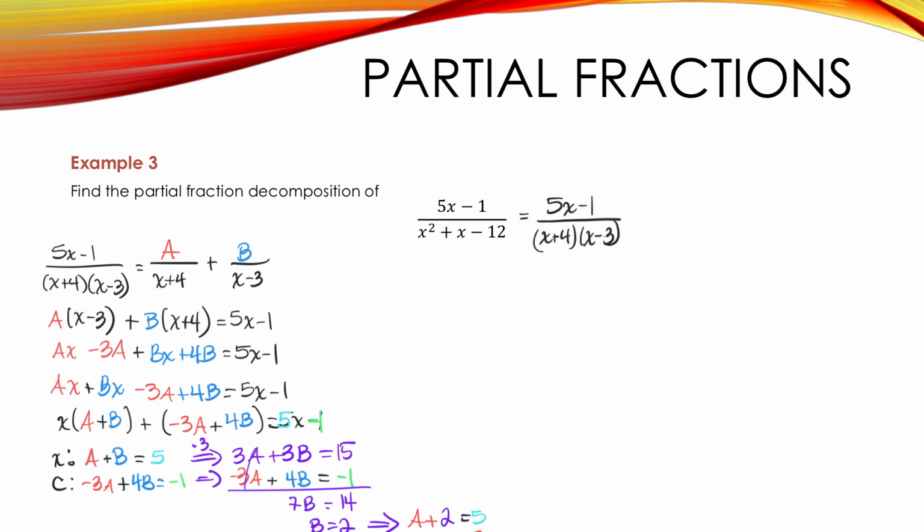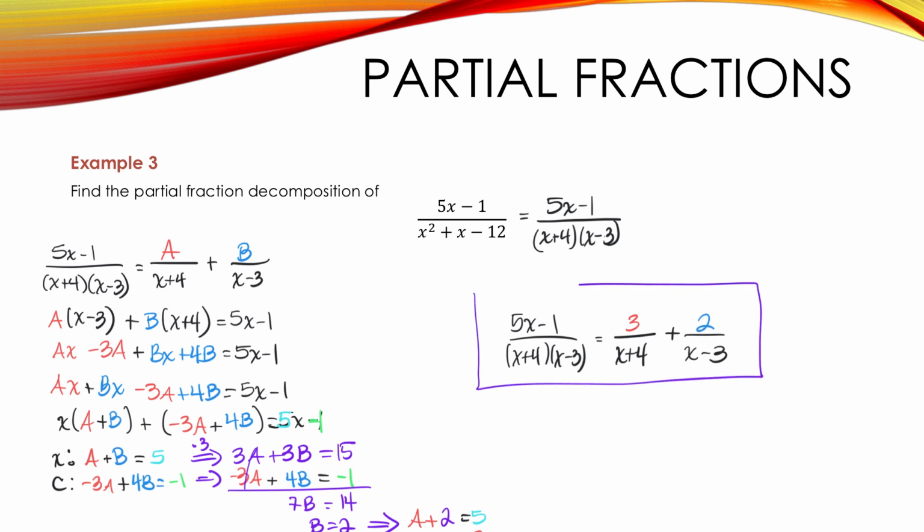So we can write our partial fraction expansion down as 5x minus 1 over x plus 4 times x minus 3 is the same as A, which is 3, divided by x plus 4, and B was 2, so plus our 2 divided by our other factor, which was x minus 3. And that would be our partial fraction decomposition for this problem.